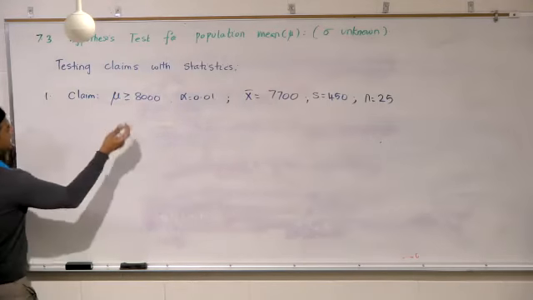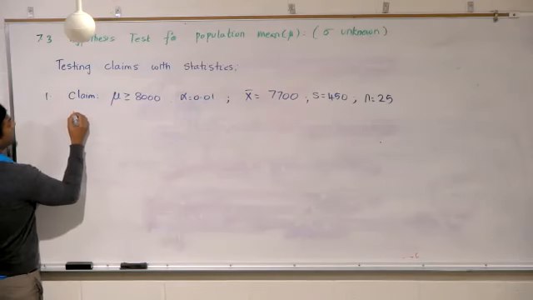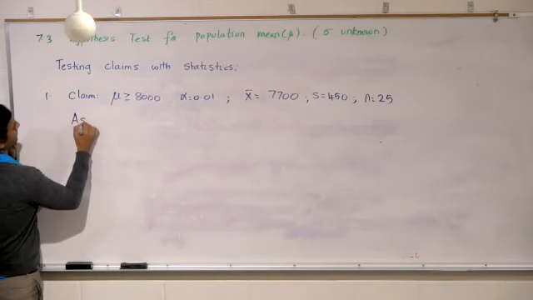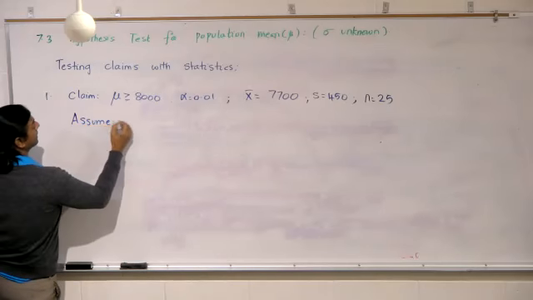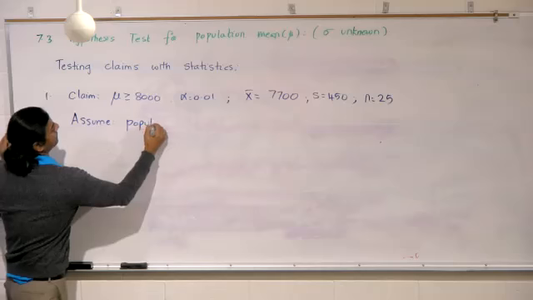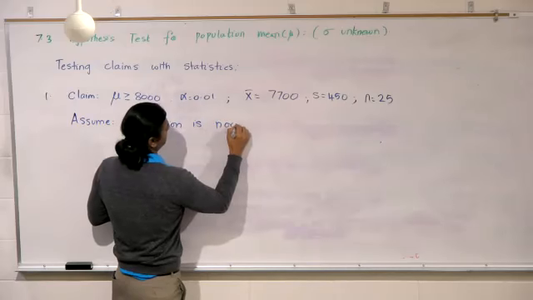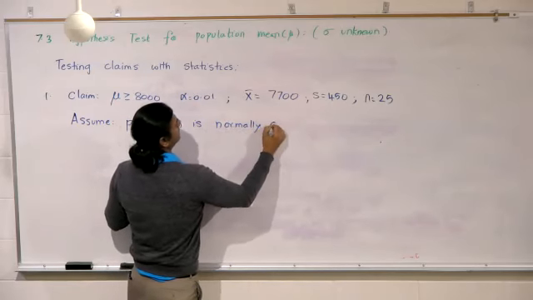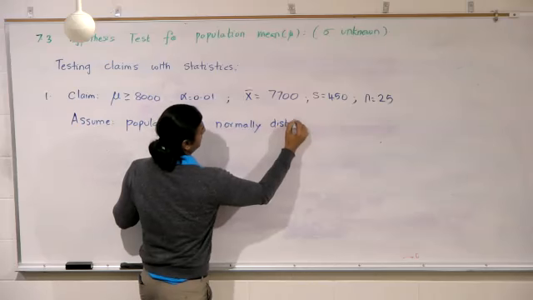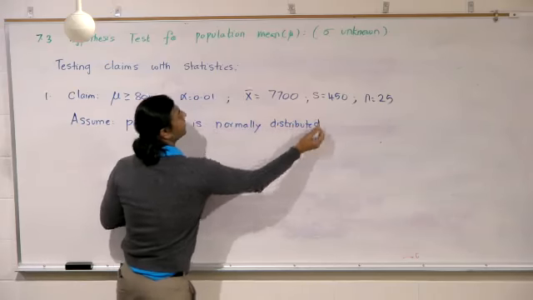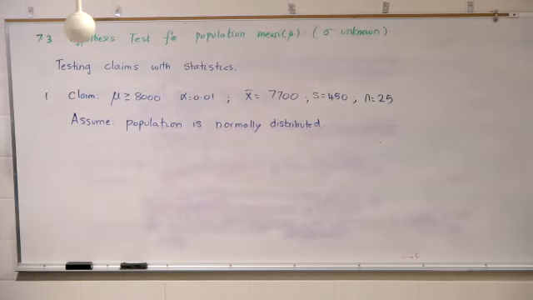An assumption that we always make here is that the population is normally distributed. In other words, we did not collect data from a skewed population. If that happens, then whatever we're about to do is completely wrong.